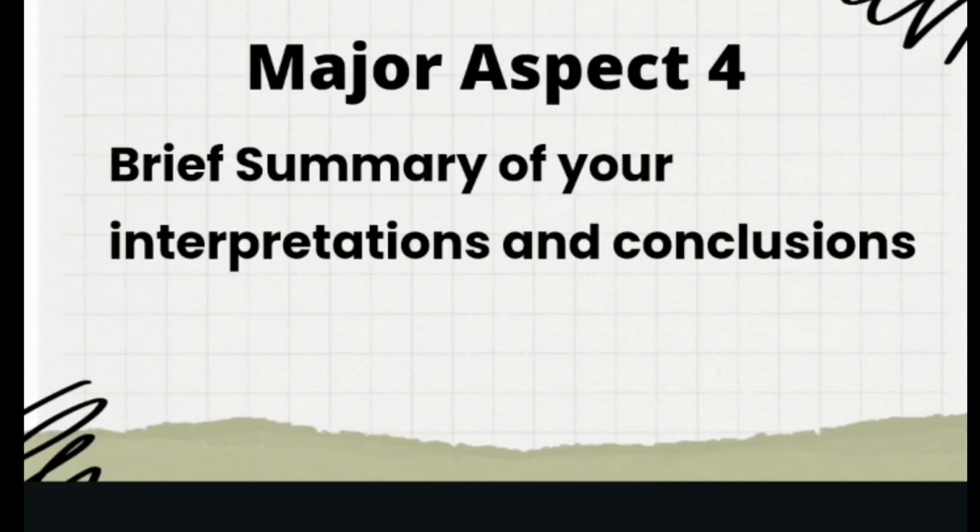And the fourth and last aspect is a brief summary of your interpretation and conclusion. That means you should write the basic interpretation as well as the conclusion in your abstract. So the abstract is actually the reflection of your research which you are going to conduct. These are the four basic essentials. Before writing an abstract, you should keep these four aspects in mind.